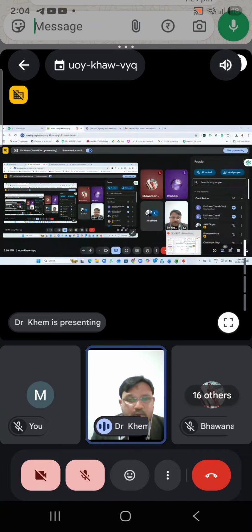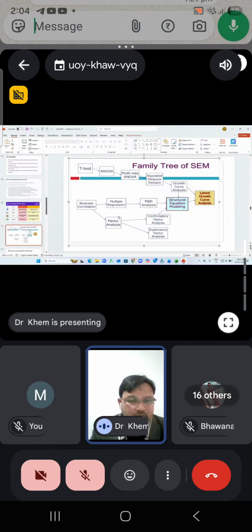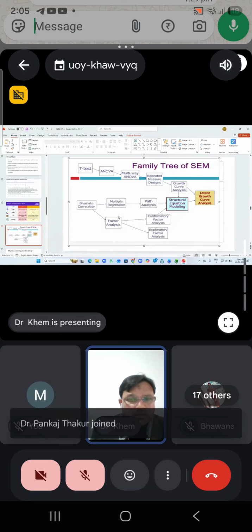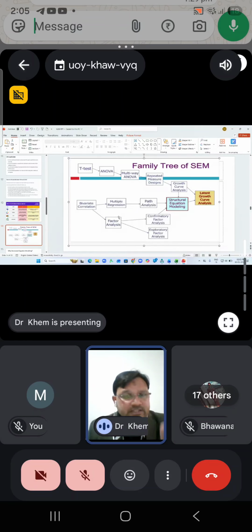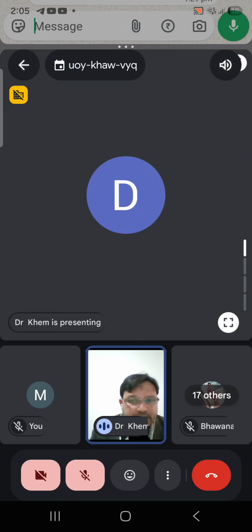That's why I've included this chart in my PPT, because it shows where we apply t-test, ANOVA, multiple regression, factor analysis, structural equation modeling, and all this. First of all, we're talking about the t-test, parametric and non-parametric tests. These are the parametric tests, which deal with Likert scale data. Now this is the t-test; the first type is the independent sample t-test.